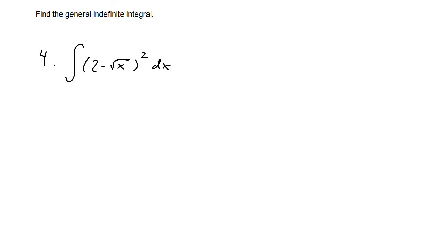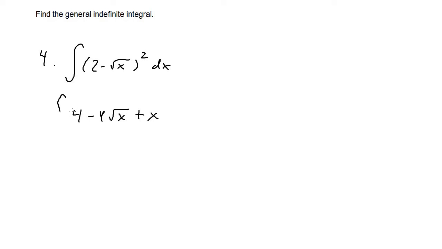Now for number 4, we have the integral of 2 minus the square root of x, the entire thing squared, times dx. Now similar to the previous problem, I'm going to go ahead and FOIL. So 2 minus the square root of x squared is going to be 4 minus 4 times the square root of x, and then plus the square root of x squared, which is just x.